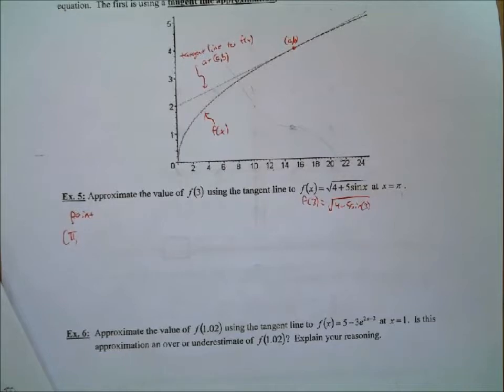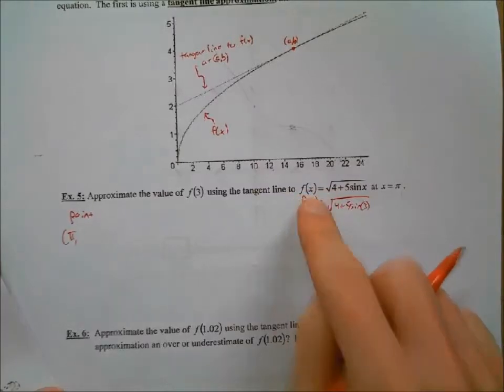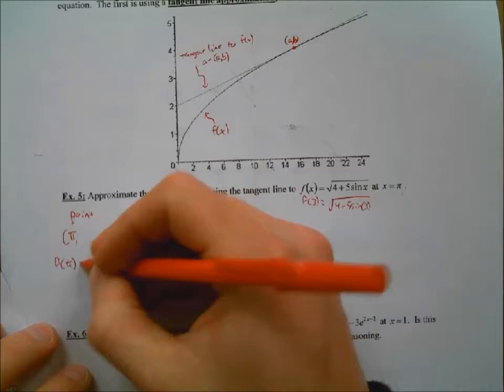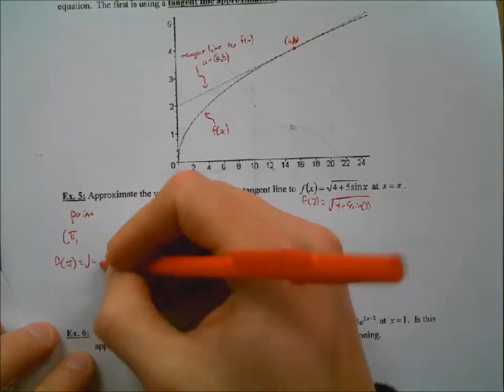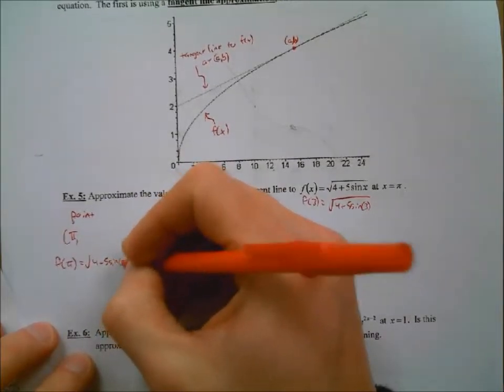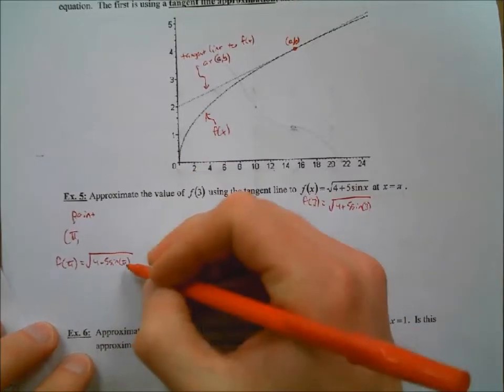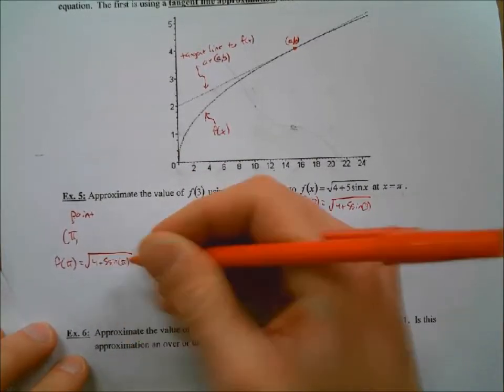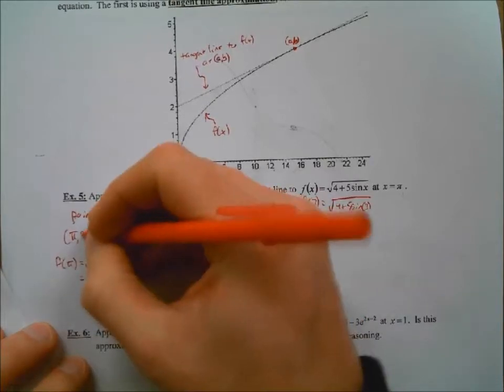Plug it into the equation f. So we want to find f of pi, which is equal to the square root of 4 plus 5 sine of pi. Sine of pi is 0, times 5 is 0, plus 4 is 4, square root of 4 is 2. And so we get the point (pi, 2).